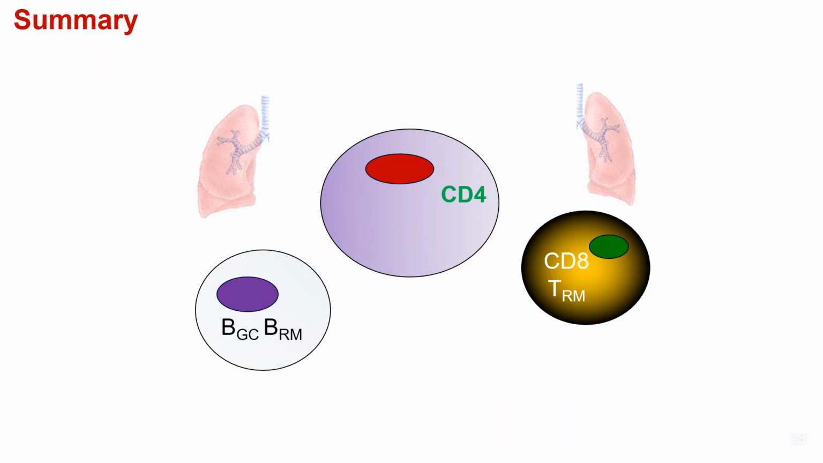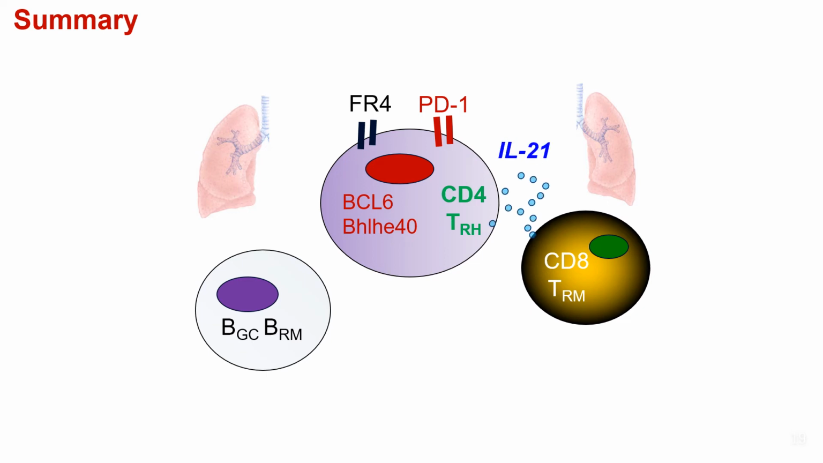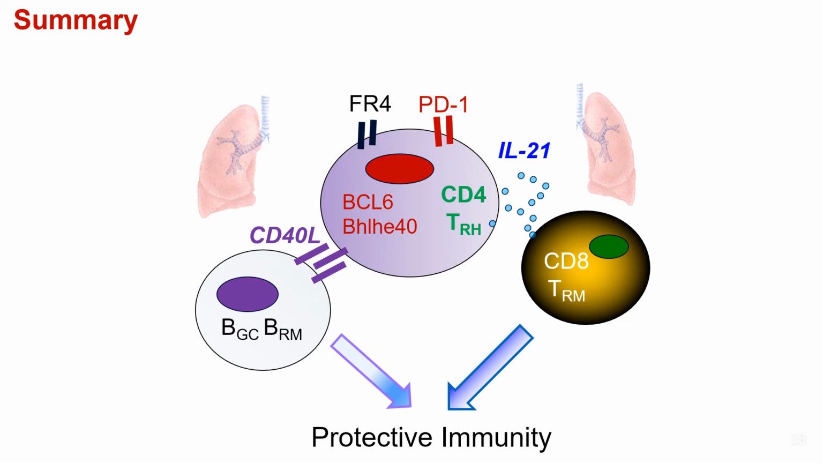This is a summary. First, I found lung CD4 T cells are co-localized with tissue B cells following influenza infection. Second, there is one unique CD4 T cell subset which expresses PD1 and FR4. Third, those PD1 high, FR4 high cells exhibit both TFH and TRM features, with high expression of BCL6 and BHLHE40. Last, TRH cells help CD8 TRM via IL-21 signaling and also help BRM cells by CD40 ligand interaction. These local immunological circuits contribute to mucosal protective immunity. So my conclusion is that the TRH cell assists the development of respiratory protective CD8 and B cell immunity.